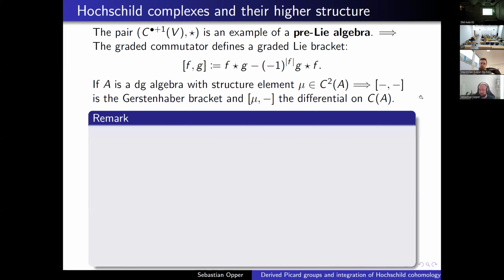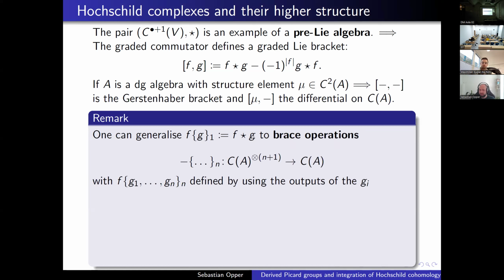Okay. You can go one step further and say, instead of just taking one function that I plug as the input of another function, I can generalize this to the so-called brace operations, of which the composition product is just the lowest order case. So this takes one function f and then a bunch of functions g1 to gn, and I can do the same thing as before. I take a signed sum over all the possibilities of plugging the outputs of g1 to gn as the inputs of f. And if I, for example, have more outputs than inputs, this is just 0.